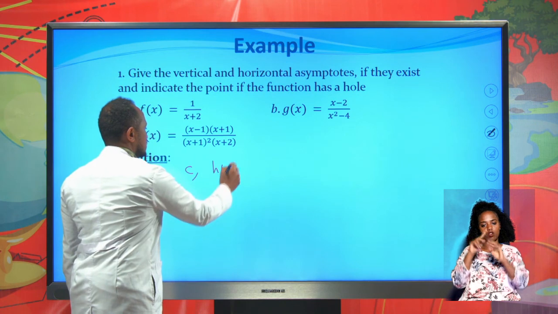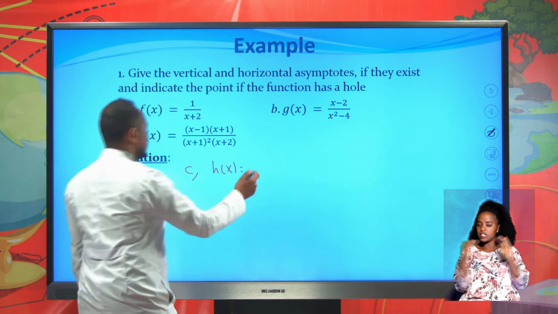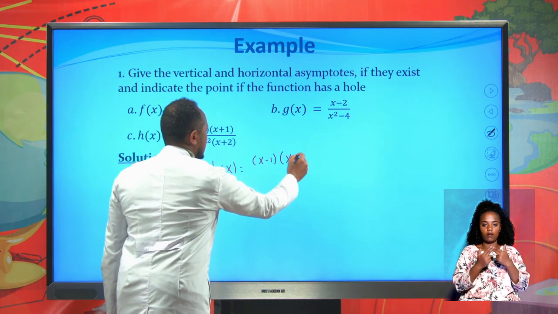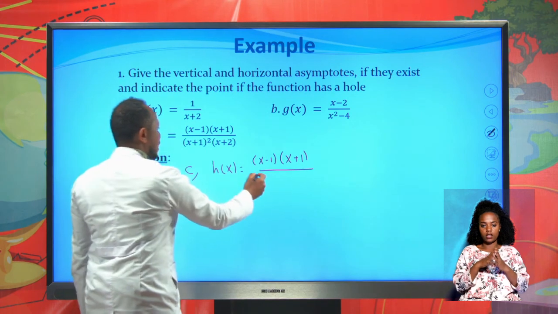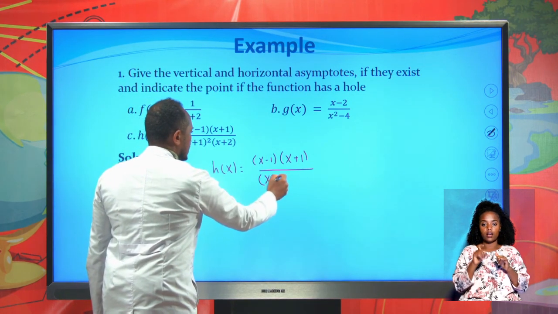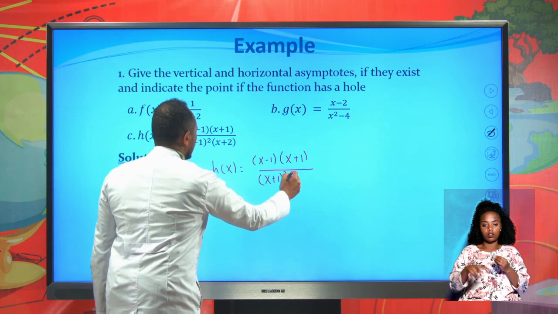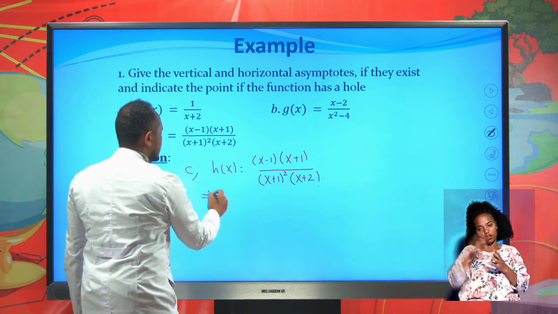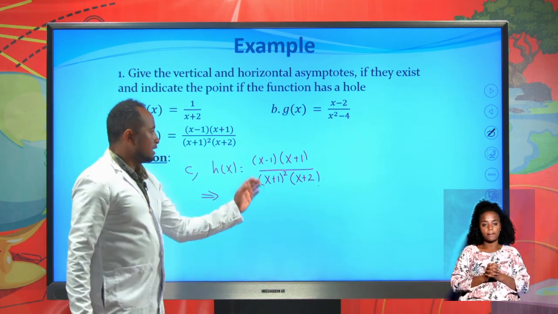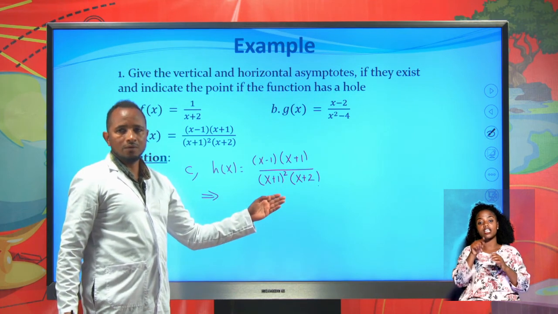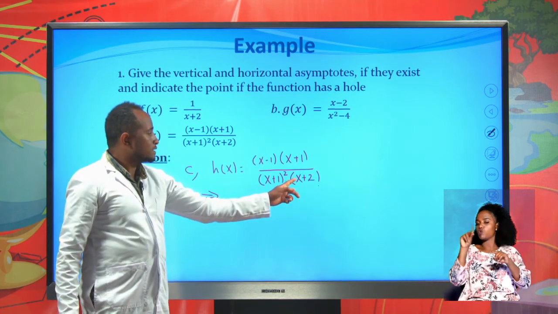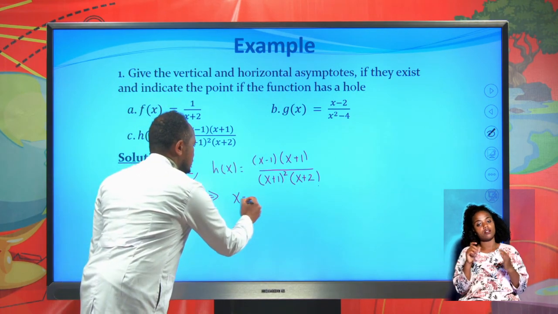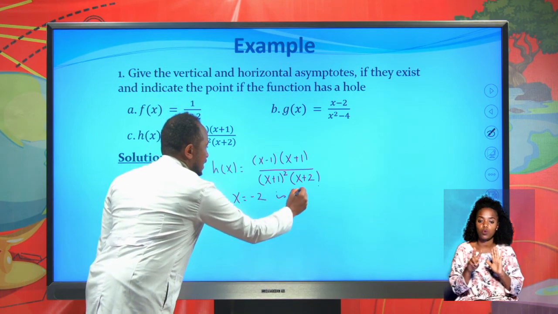H of x is equal to x minus 1 times x plus 1 divided by x plus 1 squared times x plus 2 squared. So from this, let's see the values of x that make the denominator 0, but not the numerator. Negative 2 makes the denominator 0, but not the numerator. Therefore, x equals negative 2 is a vertical asymptote.